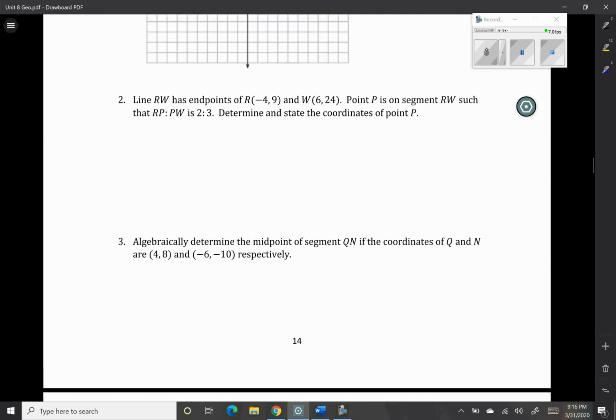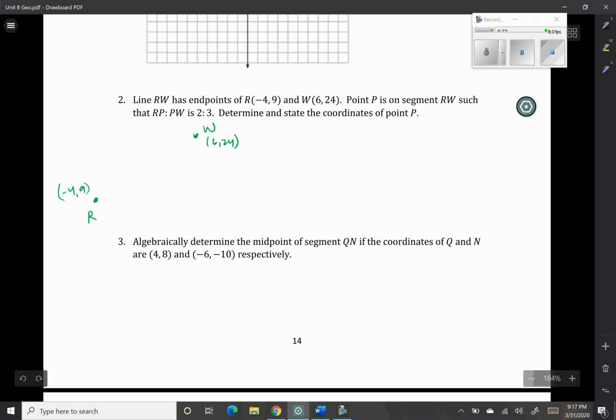Notice there's no graph paper here. So since there's no graph paper here, we kind of have to either make a sketch or just start by making our table, either way. So I like the sketch because it kind of helps me visualize what I'm doing here. So point R is -4, +9. So we'll put R over here, -4, +9. And then W somewhere over here. W is above that because it's 24. That's way above number 9. So that would be 6, 24.